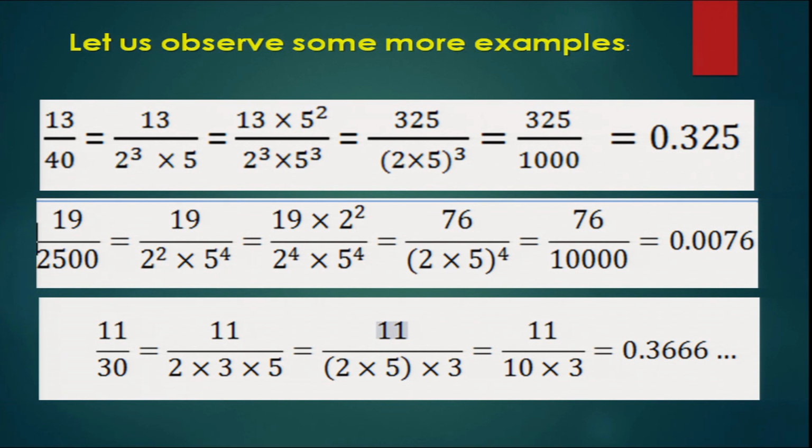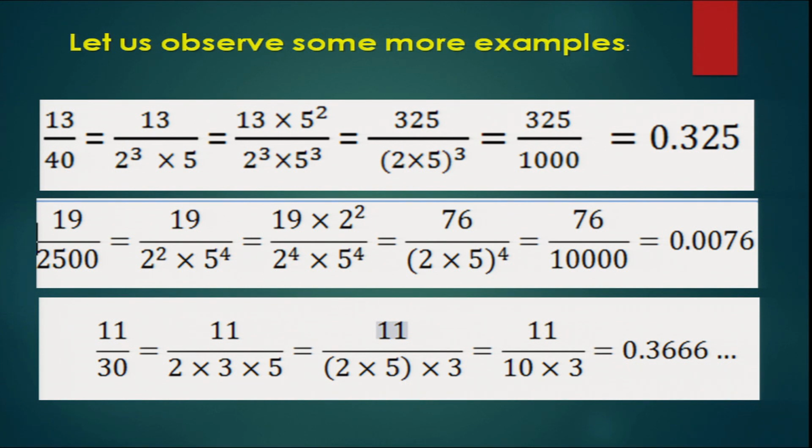To make it equivalent, I also multiplied 5 to the power 2 in the numerator. So the numerator became 325 and the denominator becomes 2 into 5 whole to the power 3. So it is expressed now as 325 divided by 1000, and in decimal form it becomes 0.325. In another example, we find it is 19 by 2500.